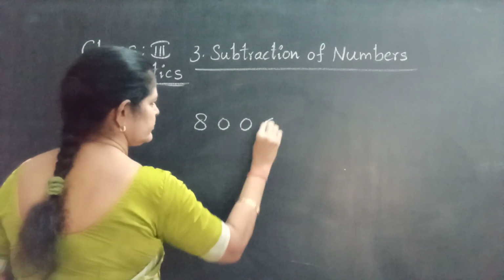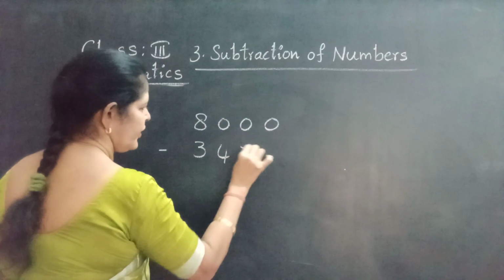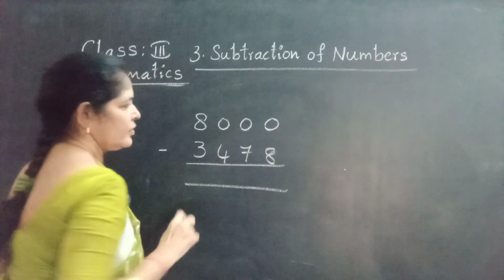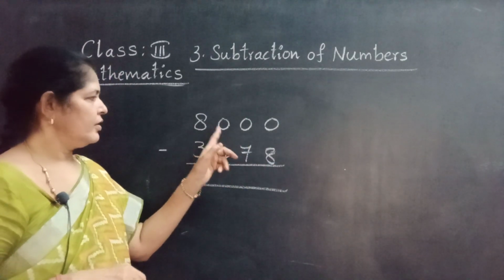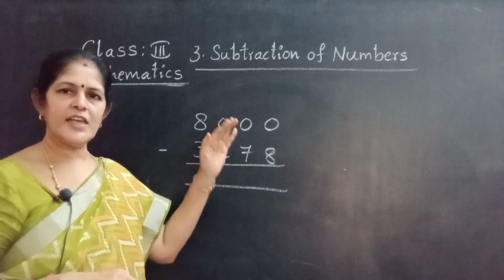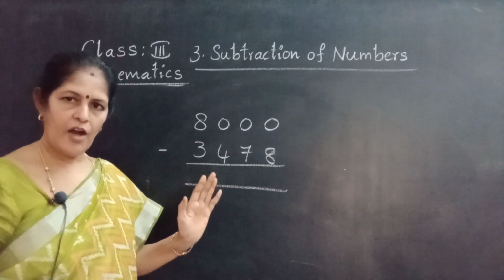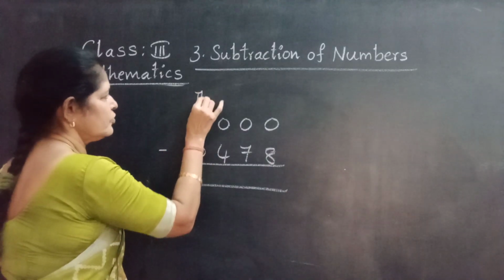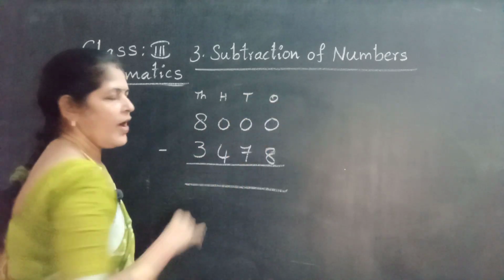8,000 minus 3,478. Ones 0, tens 0, hundreds 0. 0 is less than the lower number. Now the concept using from thousands to hundreds, hundreds to tens, tens to ones.